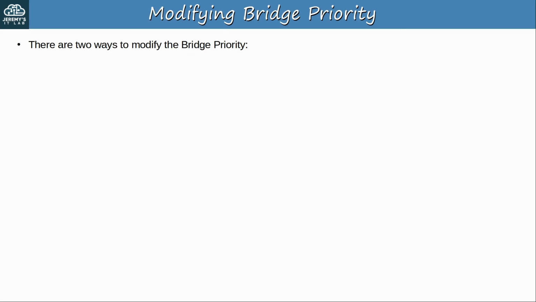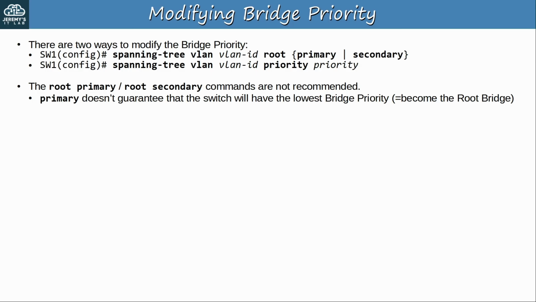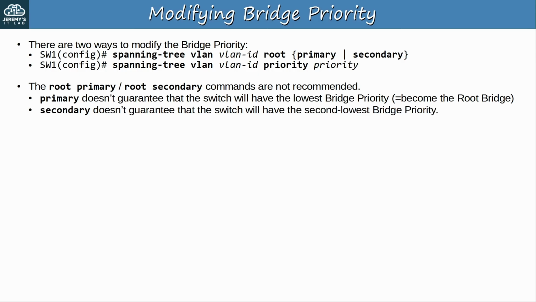There are two ways to modify the bridge priority. The first is the spanning-tree vlan root command, which has primary and secondary options. The second is to explicitly specify the priority with the spanning-tree vlan priority command. So, which method should you use? Well, the root primary and secondary commands are not recommended, and here's why. Primary doesn't guarantee that the switch will have the lowest bridge priority, meaning it will not necessarily become the root bridge. Likewise, secondary doesn't guarantee that the switch will have the second lowest bridge priority. To see why that is, let's look at how these two commands work.